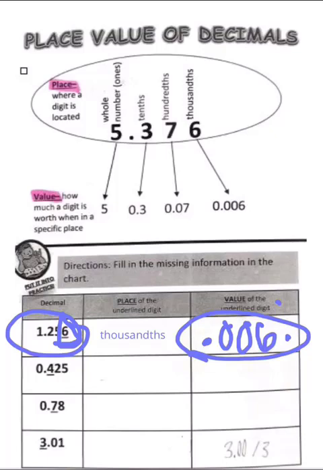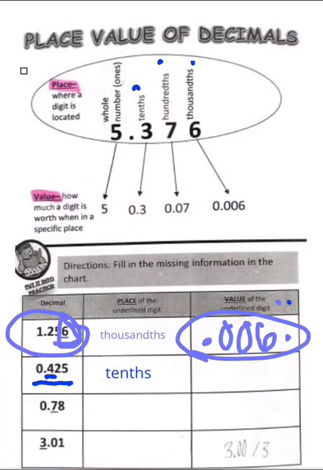Now let's look at the next number. It is 0 and 425 thousandths. Let's look at the underlined digit. The digit that's underlined is the 4. We know if we count from the decimal over, it goes tenths, hundredths, thousandths. So the 4 is in the tenths place.